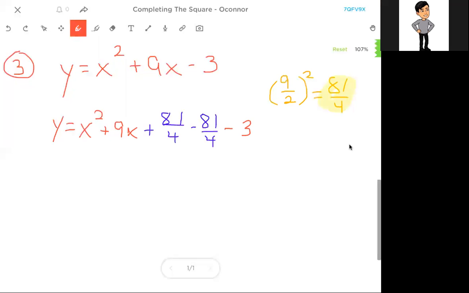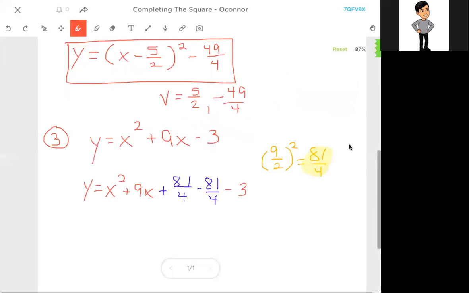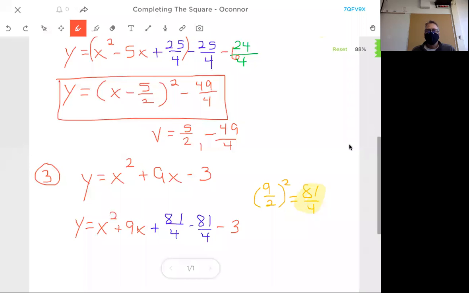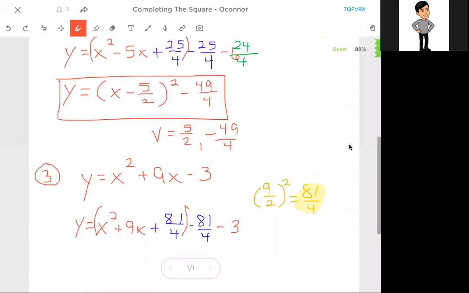Can you scroll up to number 2 again? Oh, okay. Never mind. I got it right.